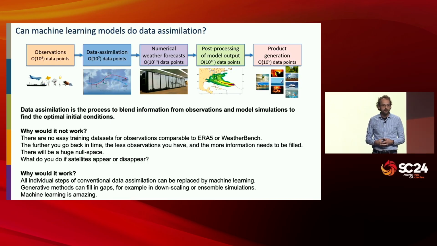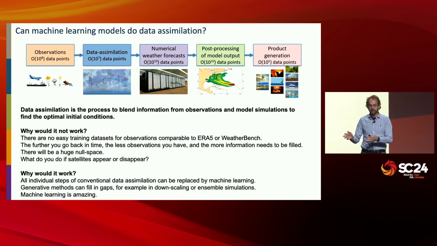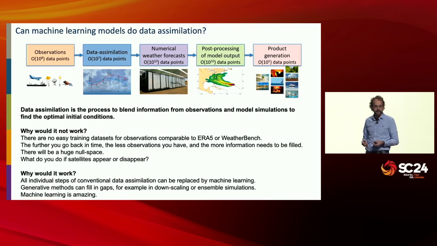On the other hand, why would it work? We already know that we can basically perform all the individual steps of a data simulation process with machine learning, so observation operators or minimization or backpropagation through 4D-Var algorithms and so on. We can do all of this with a machine learning model in principle. And also we know from the ensemble experience and also from downscaling experience that we can generate small-scale features, so we can actually fill in gaps that we have in the data sets.